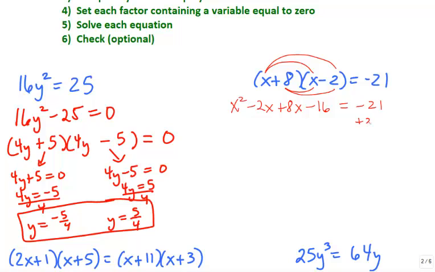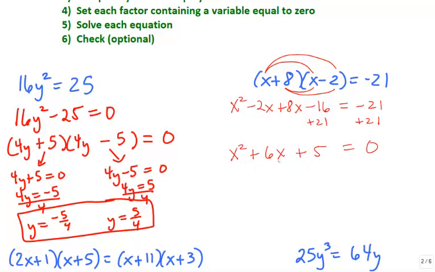If I add that 21 over to the right side, then I will get a 0 now on the right side, which is exactly what I'm looking for. And if I combine my like terms, negative 2x plus 8x would be a positive 6x, and negative 16 plus 21 is a positive 5. So the whole purpose of undoing all these parentheses is so that we can get something equal to 0. And then we have to put the parentheses back in again by factoring what we now have.